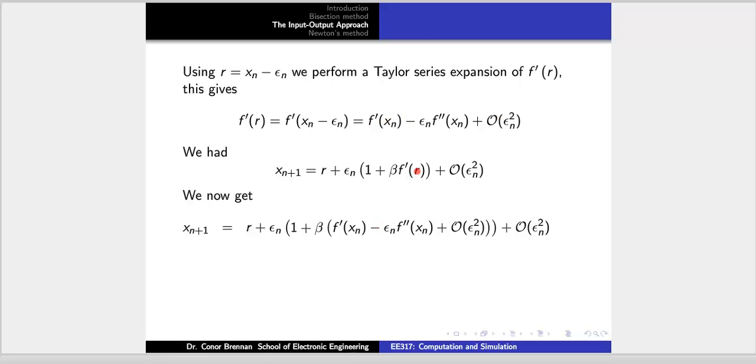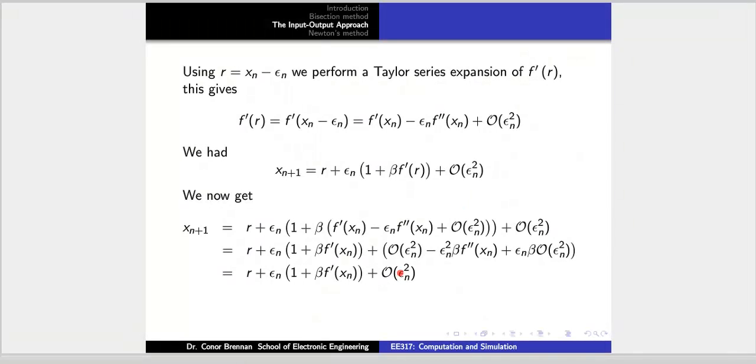When we do that, we take this expression here and we replace f dash r with this. We just tidy it up. We have order epsilon squared here. We've got epsilon n times epsilon n. This gives us epsilon n squared times this. We've got order epsilon n squared times epsilon n beta. All of these things here are small. They're all of order epsilon n squared or smaller. So again, we needn't worry too much about the details. We recognize that they're all very small. They're epsilon n squared or smaller, and we'll just group them all together using this curly O notation.